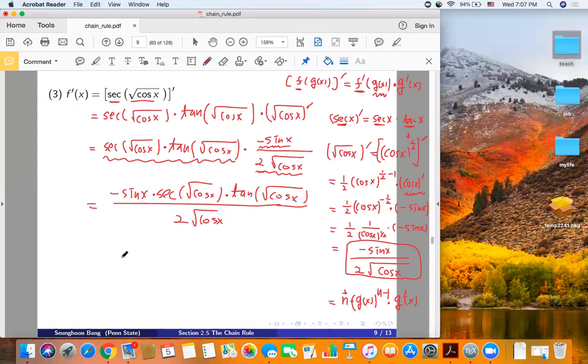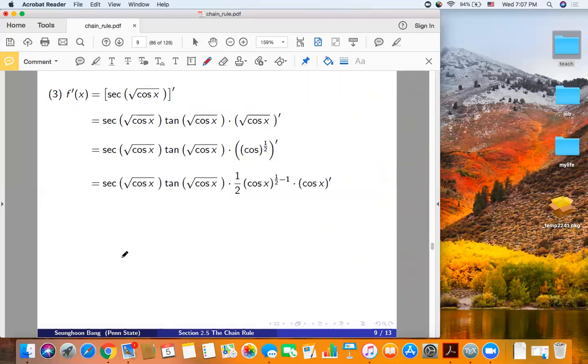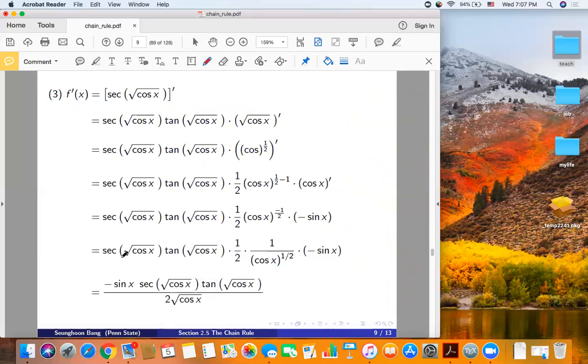How can you solve this problem? You have to use the chain rule twice. Chain rule twice. This is the idea for solving this problem. So like this, exactly my previous things.